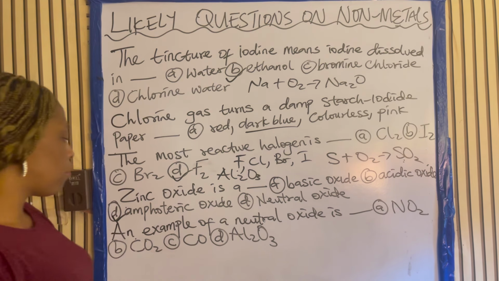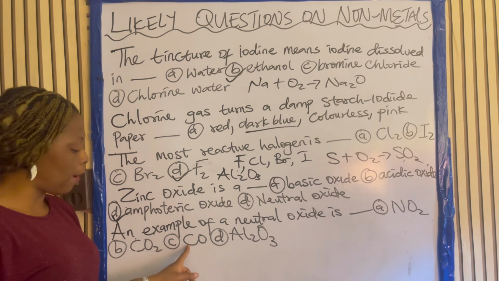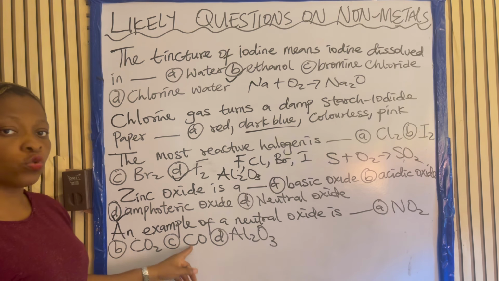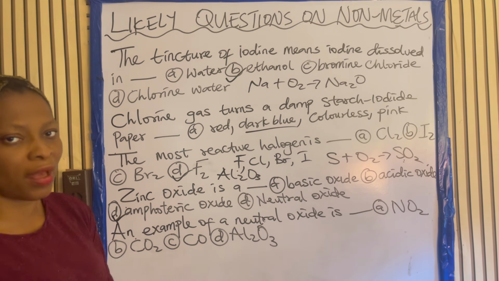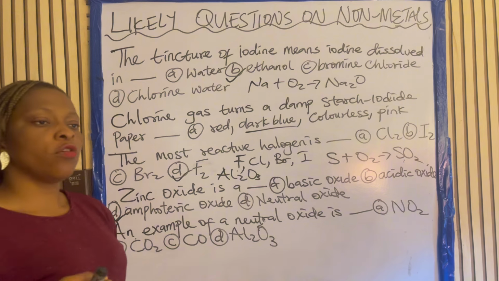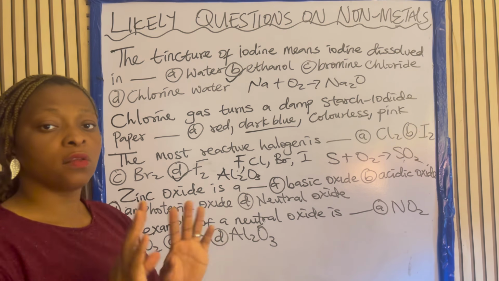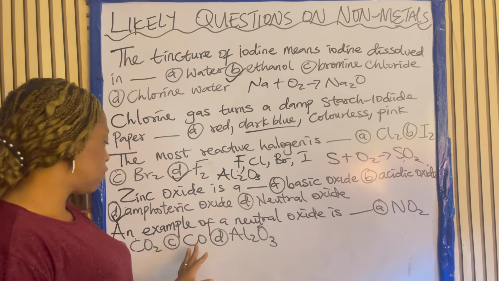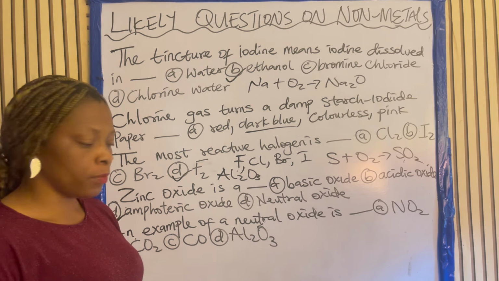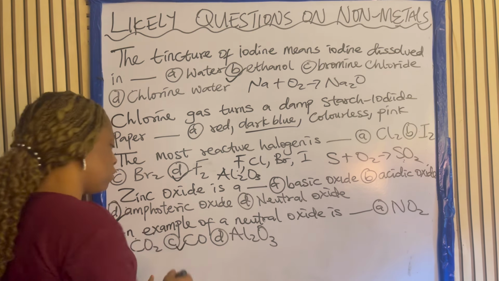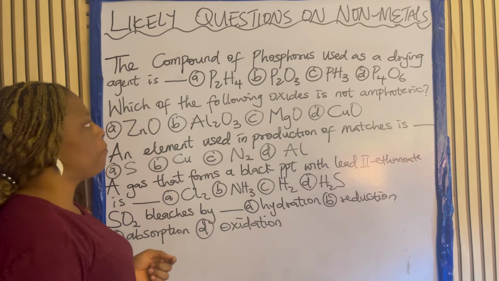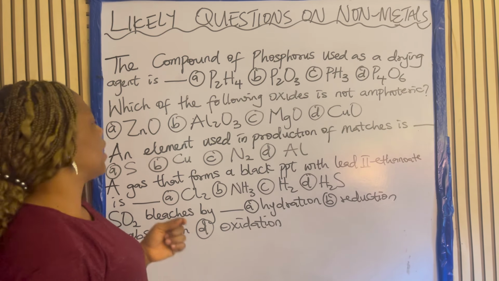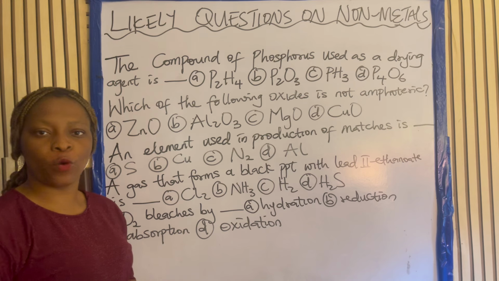Acidic because nitrogen is what? Non-metal. Now, carbon 2 oxide, even though carbon is a non-metal, is a neutral oxide because when you put it on litmus paper, it is neutral. It has no effect, no color change on litmus. It is neutral. Are we together? So the answer to this question is what? Carbon 2 oxide.